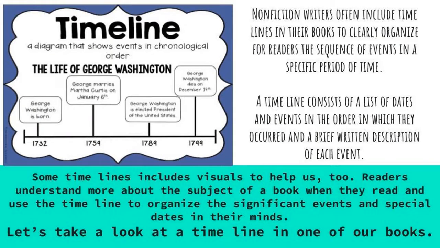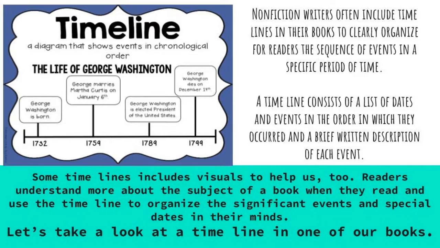Nonfiction writers often include timelines in their books to clearly organize for readers the sequence of events in a specific period of time. A timeline consists of a list of dates and events in the order in which they occurred and a brief written description of each event.